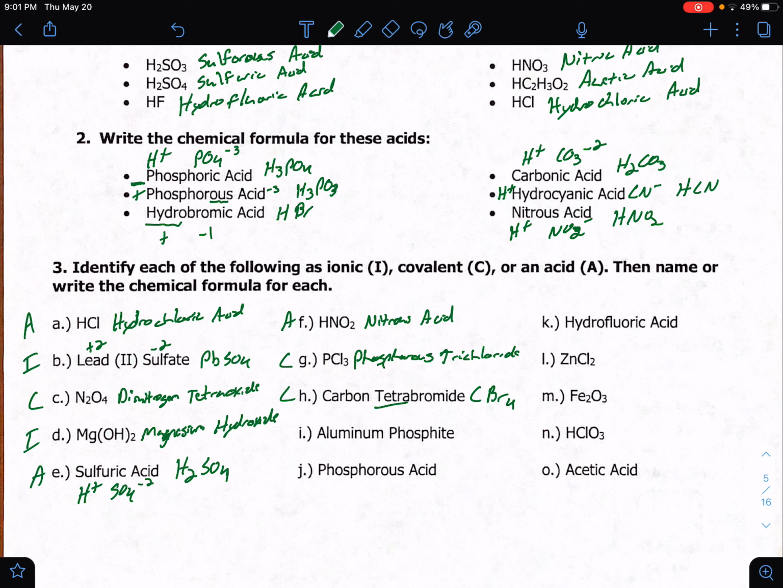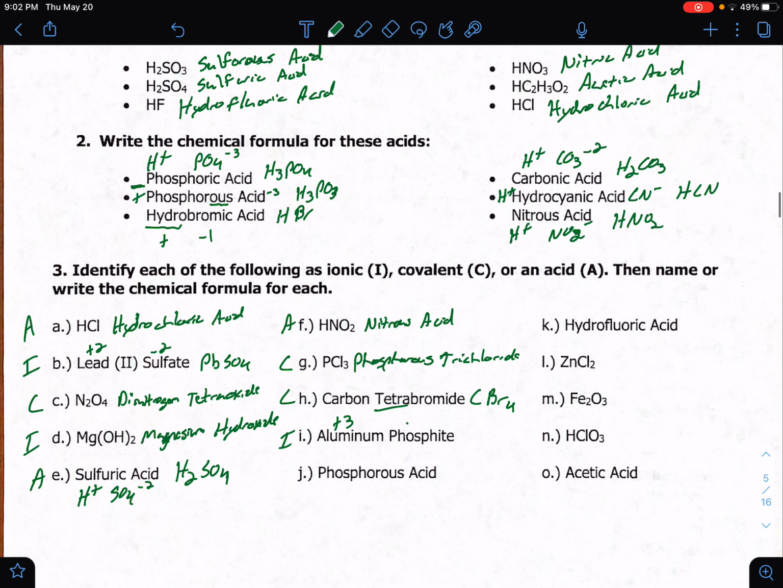Aluminum phosphite, so this is going to be ionic. Aluminum has a charge of +3. Phosphite is PO3 with a -2, I'm sorry, -3. Those are already balanced. So this would be just AlPO3.